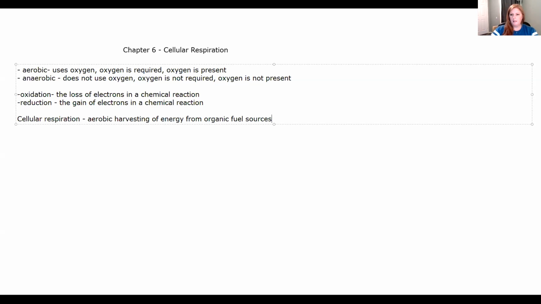So aerobic. We already know that this term means oxygen is present, right? So we have O2 present, needed. That means we know oxygen is going to be involved in this process of cellular respiration. Aerobic harvesting of energy from organic fuel sources.